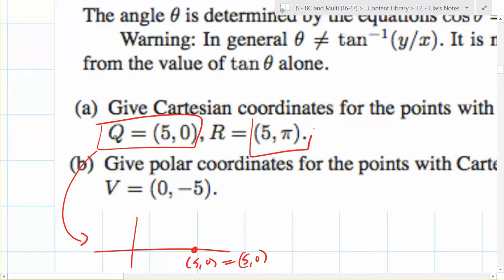But what about 5 pi? What's that look like? Pi is all the way back here, right? So what point is that? Negative 5, 0. Exactly, so it's 180 degrees counterclockwise from the positive x-axis.